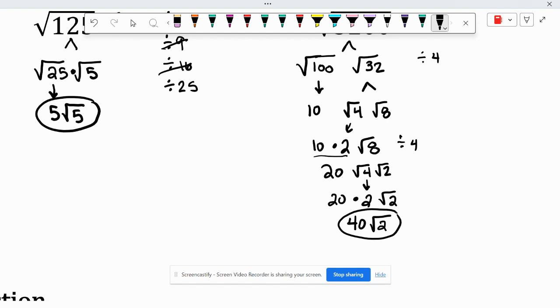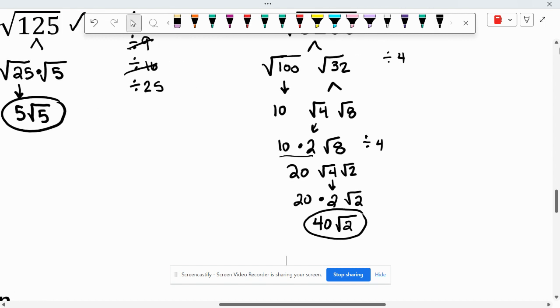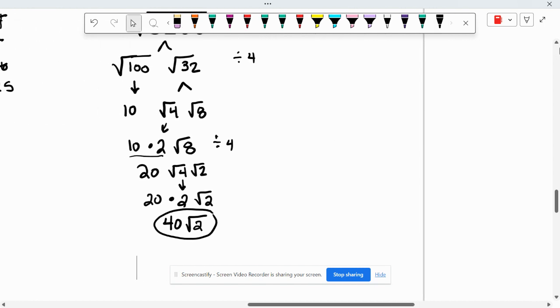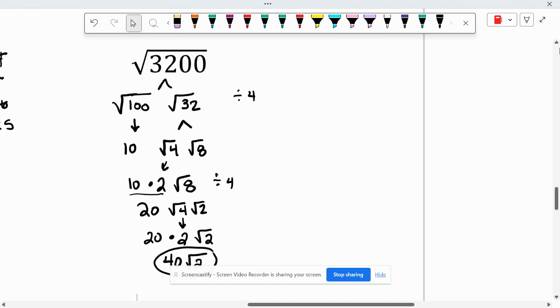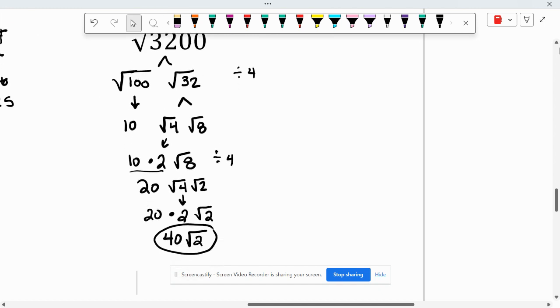Now that's the long way. That's the long way. Okay. So did you guys notice that 32 is divisible by 16? Do you guys see that 32 is the same thing as 16 times 2, right? So after we got this 100, we could have broken 32 up into the square root of 16 times the square root of 2. I want to show you that.